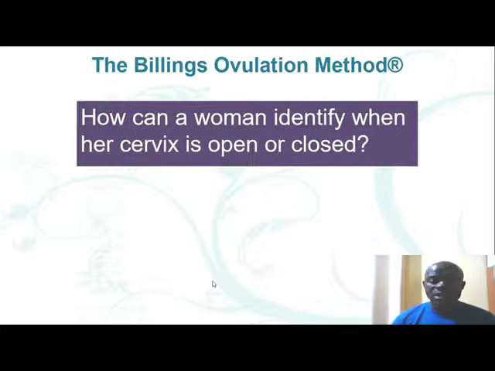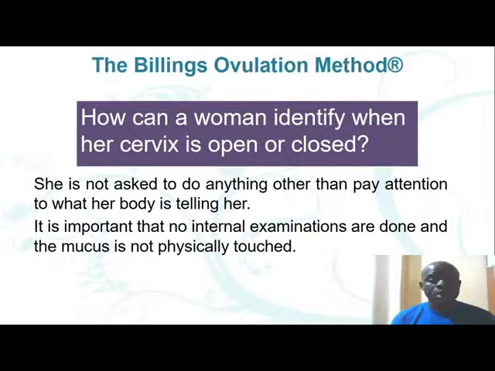Now, how can a woman tell when her cervix is open or closed? It's very simple. Using the Billings Ovulation Method, this method helps a woman to know when her cervix is open or closed. Let us see how it goes. A woman will not be asked to do anything other than pay attention to what her body is telling her. It is important that no internal examinations are done and the mucus is not physically touched.